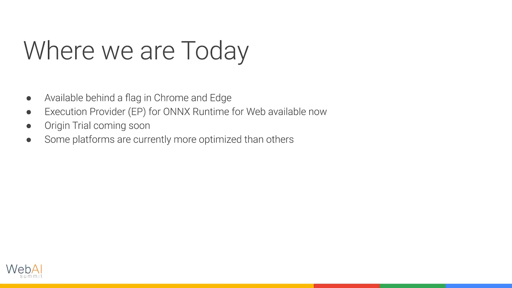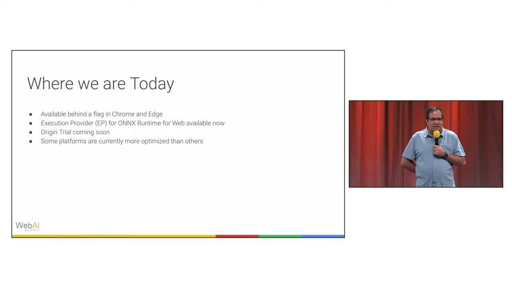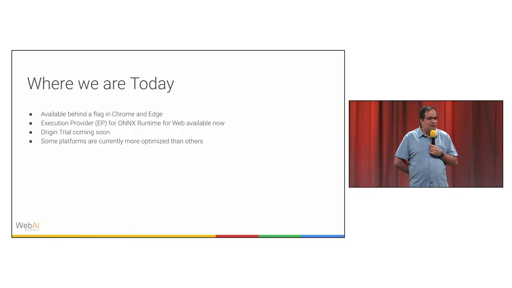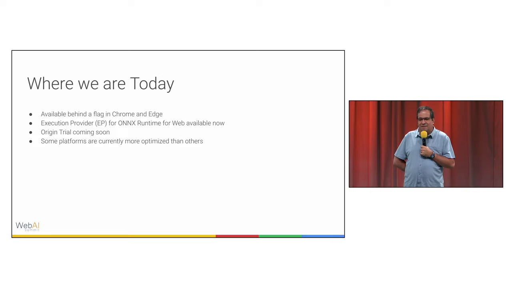So what's the current status? Today, it's behind a flag in both Chrome and Edge. And folks at Intel and Microsoft have been working on an execution provider for ONNX Runtime for the web. It's available now, all open source. And we have an origin trial coming soon, hopefully at the beginning of next year. For those of you who don't know what an origin trial is, it lets you preview WebNN on your website before it comes out. You sign up at the Edge and Chrome websites, and you can give WebNN to your end users.